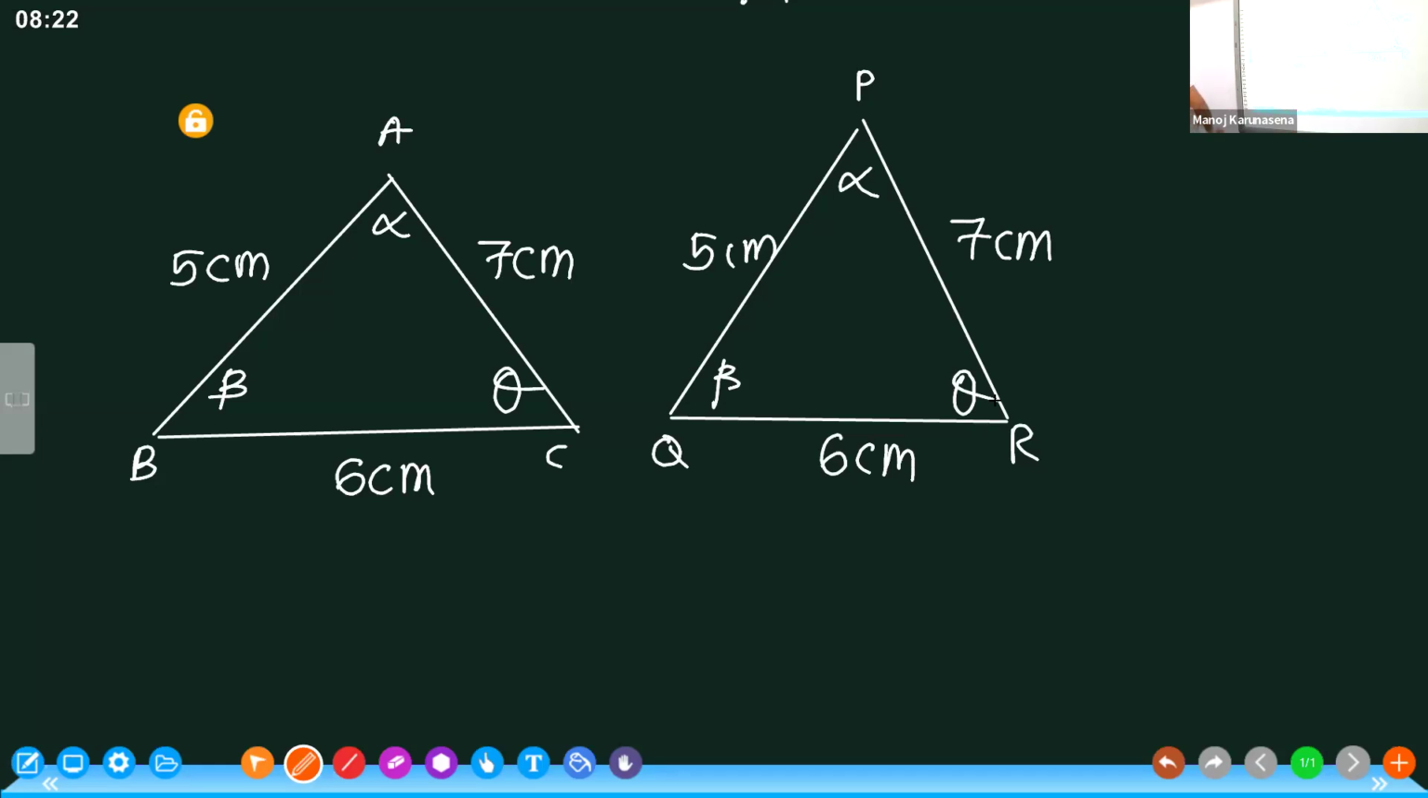My question. Let's wait for a moment. I'm going to ask you a question. When you consider these two triangles, do you think these two triangles will be congruent to one another, coincide with one another? Yes or no?